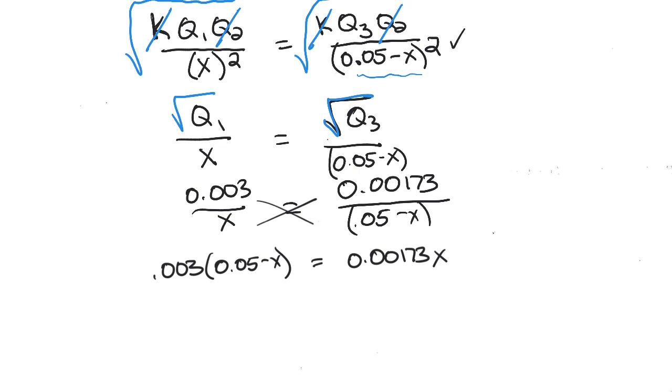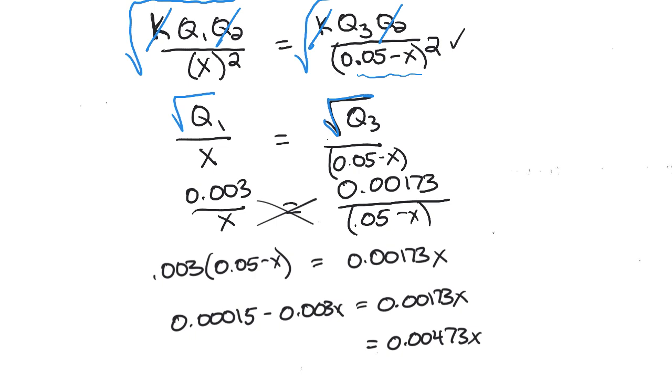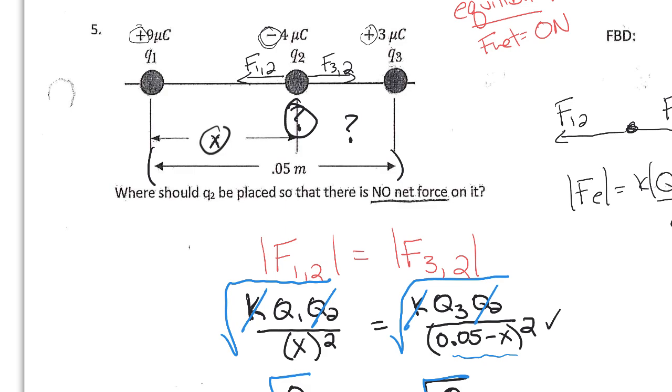Let's distribute 0.003 times 0.05, 0.00015 minus 0.003x equals 0.00173x. Combine like terms, 0.00173 plus 0.003. And I got on this side 0.00473x equals 0.00015. Don't drop a zero. And now we just have to find x. And let's hope that at the end of the day, the x is a number that's smaller than 0.05. It has to fit in the middle of that.